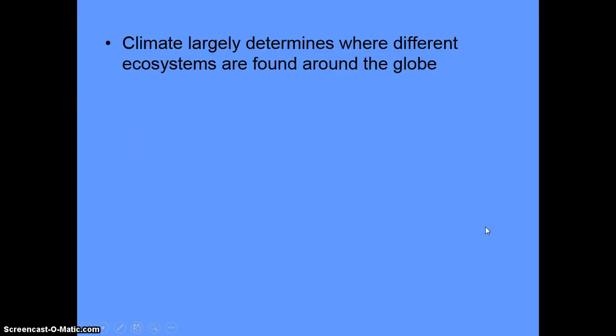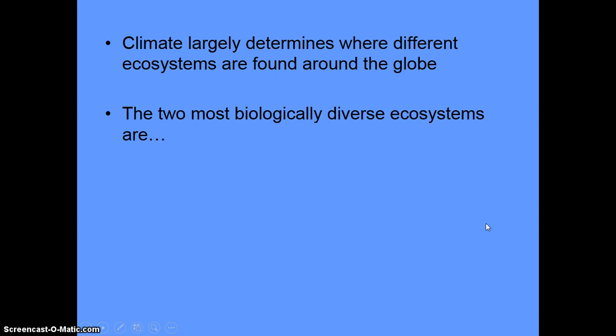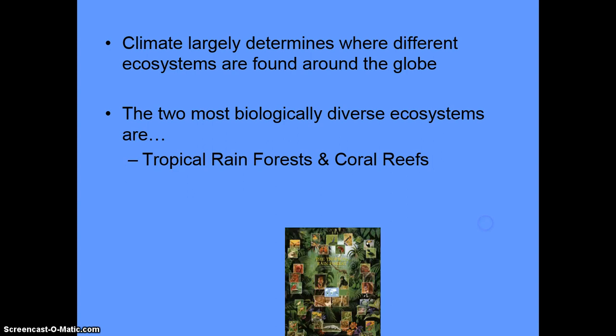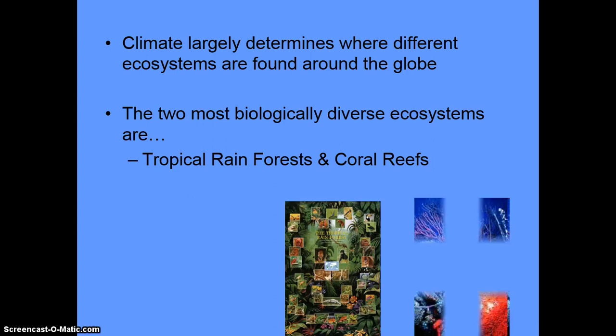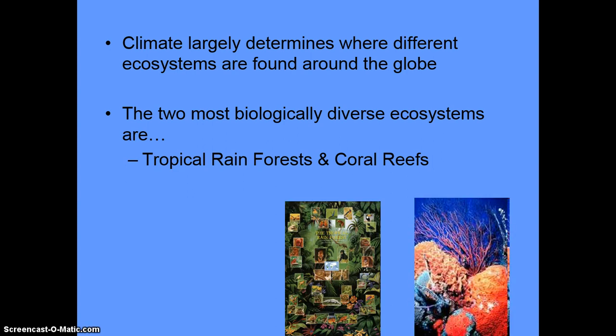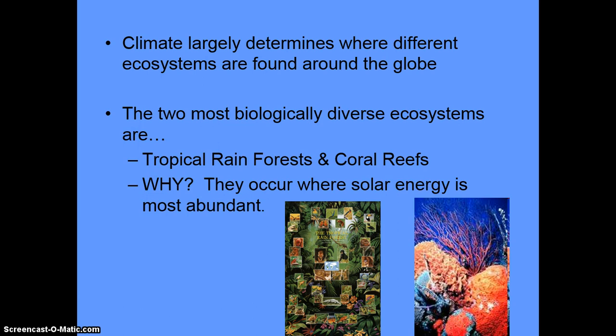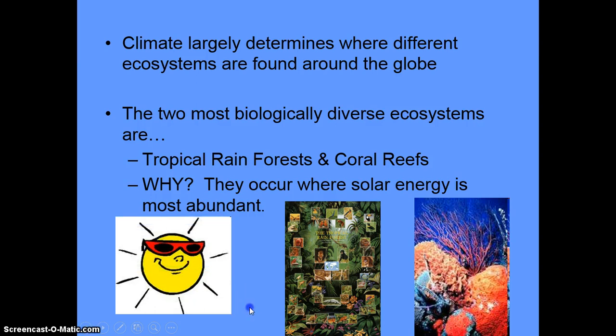Climate largely determines where ecosystems are found around the globe. The two most biologically diverse ecosystems are the tropical rainforest and the coral reefs. And we know that because there are so many different colors, so many different things. In fact, there are so many different organisms in both that we're not really sure what all of them are. So why are these the most diverse? Because they have the most abundant sunshine and the warmest temperatures.